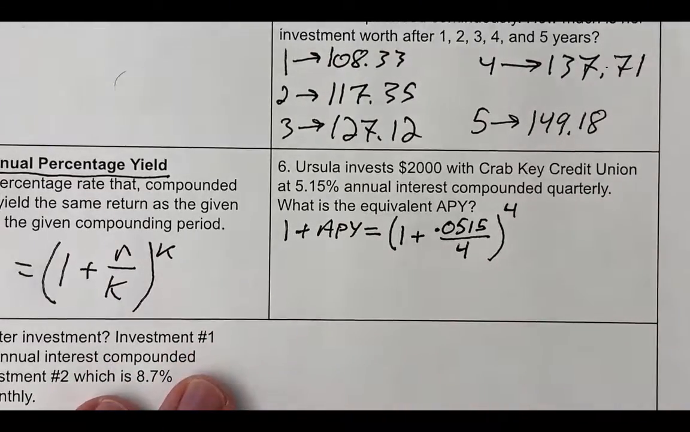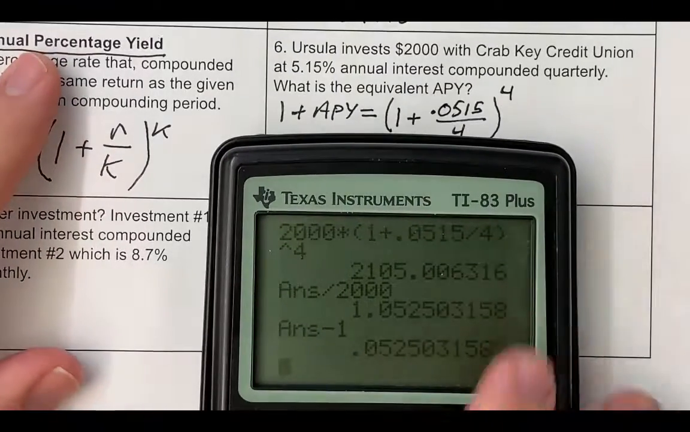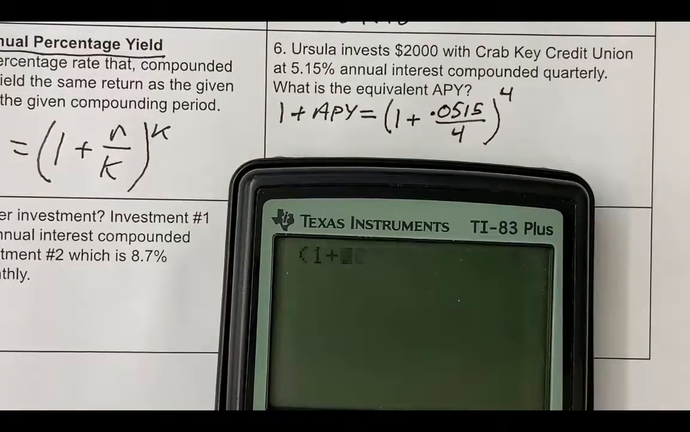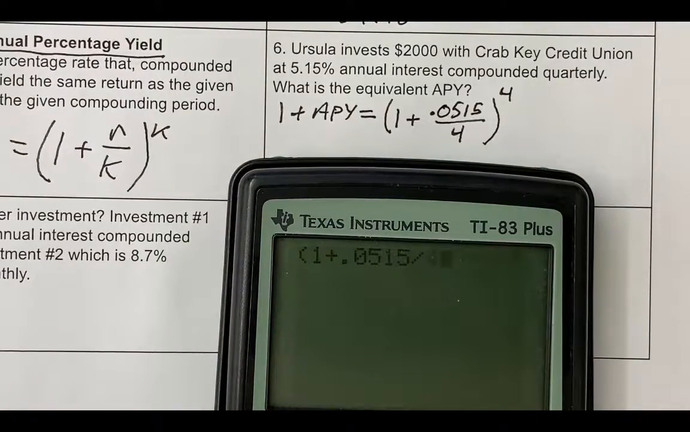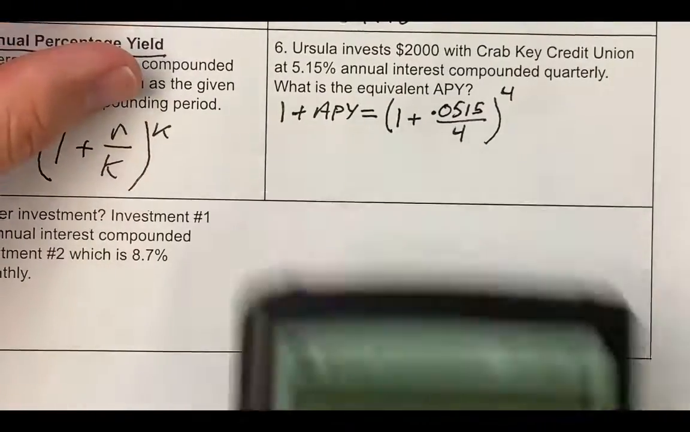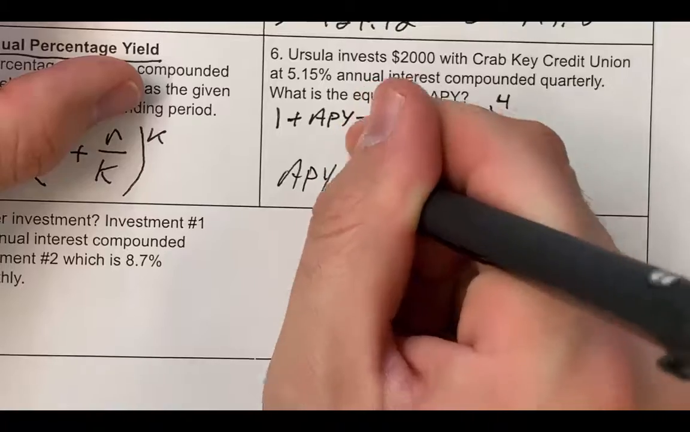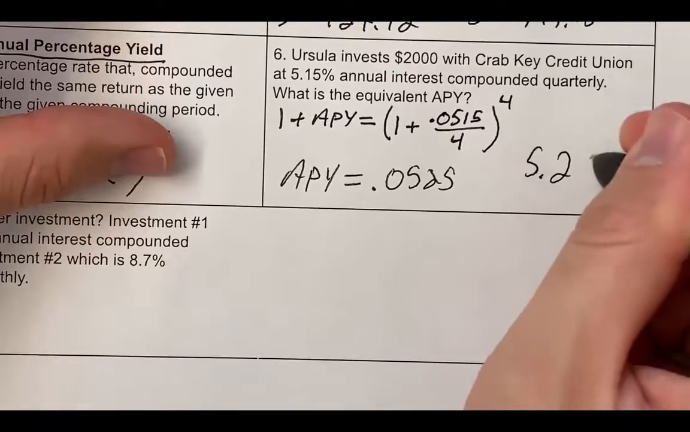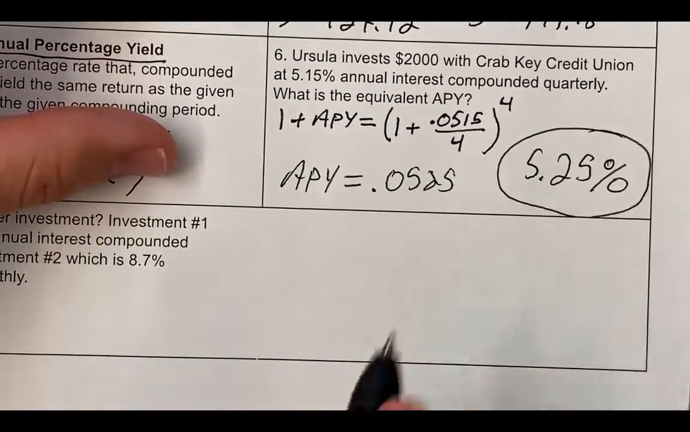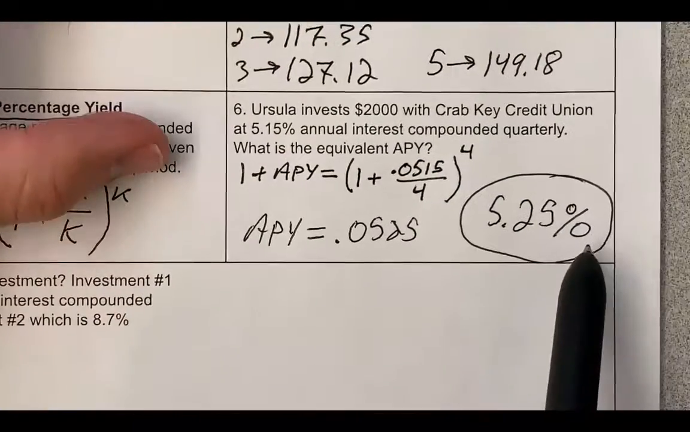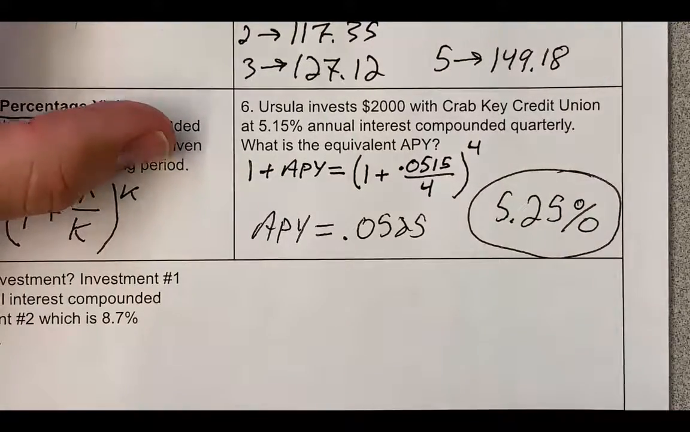When you compute the right side, you get 1 plus 0.0515 divided by 4, all of that raised to the 4. You get this number, and then the last step is to subtract 1 to get your APY. Your APY turns out to be 0.0525, in other words, 5.25%. So if this investment was compounded 1 time per year instead of 4 times per year, this is what your rate would be, 5.25%.